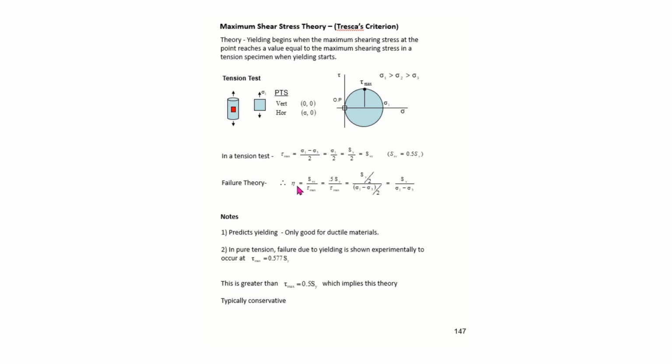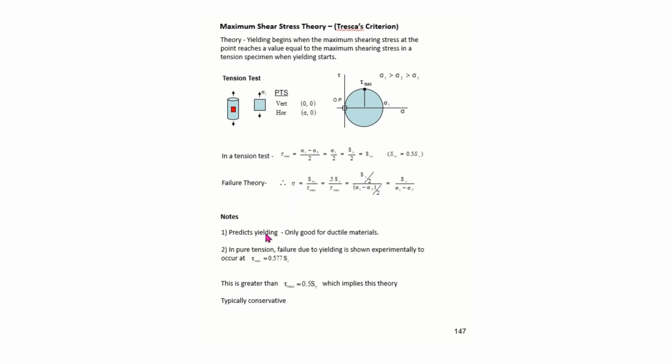So this is a very easy failure theory. It's very simple, and it's pretty accurate. So again, the idea is that you just take your yield strength, divide it by the difference of your two principal stresses, sigma 1 minus sigma 3, and you compute your safety factor.